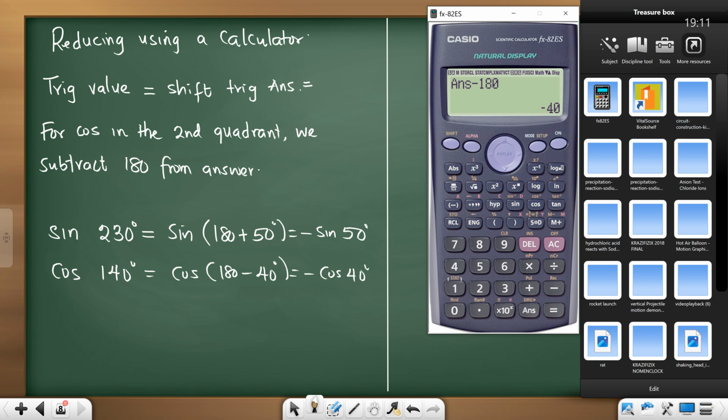Negative what? 40. Did this make sense? For cos, sometimes it will not want to go below 90. You just say minus 180.